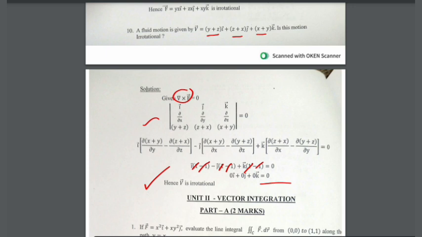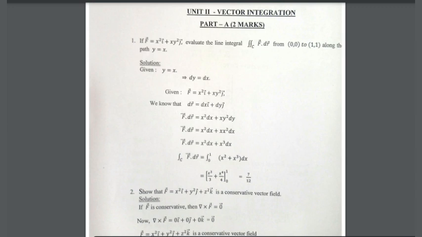In vector calculus and complex variables, we are moving to the second unit, that is vector integration. So important 2 marks are given here. The first 2 mark question is: if f vector equals x square i vector plus xy square j vector.